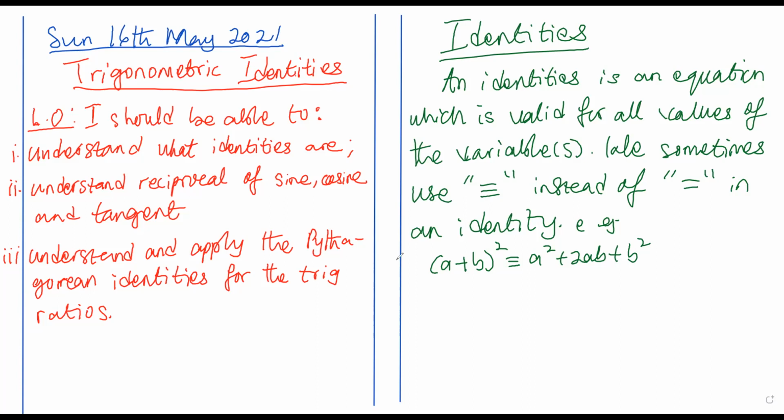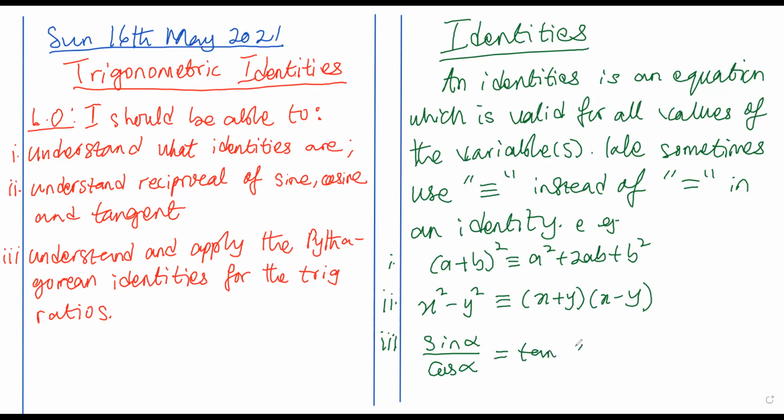Understand? So that's one. Another example of an identity is x squared minus y squared is exactly going to be equivalent to x plus y, x minus y. So here also, left-hand side and right-hand side are going to be the same for all the values of x and y. In IGCSE, we have used a calculator to demonstrate that sine of an angle divided by cos of an angle is equal to tan of the same angle. So here also we can use three lines to say, okay, this is equivalent to this for every value of alpha.